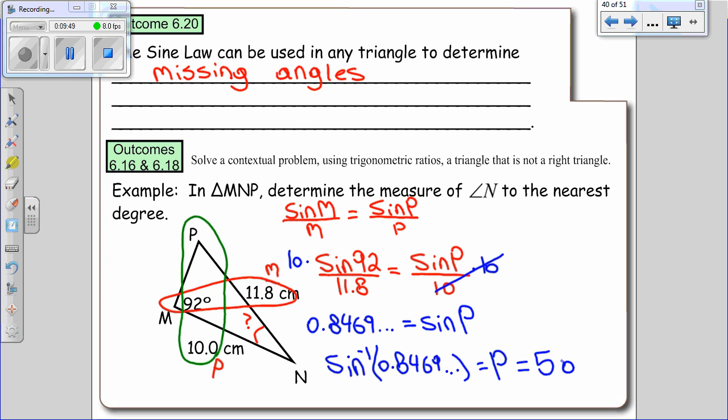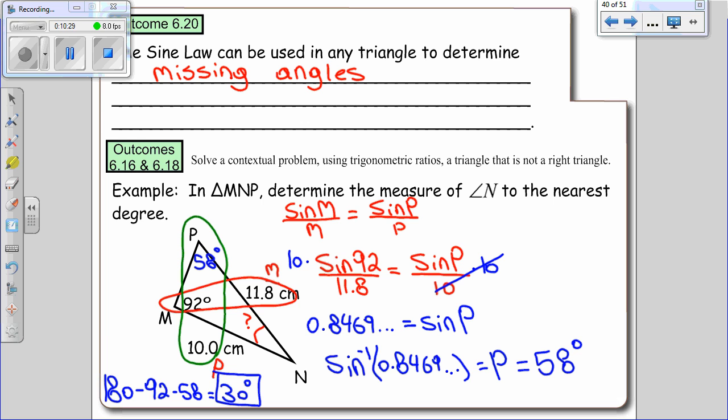Now that's wonderful. We figured out that P equals 58 degrees, but we didn't figure out what N was. So if this thing's 58, we still need to figure out what N is. Remember the trick that all triangles, if you add up their angles, you get 180. So if you're looking for this third angle over here, all you have to do is go 180 minus 92 minus 58, and you'll find that 30 degrees is angle N. So we'll circle that right there.